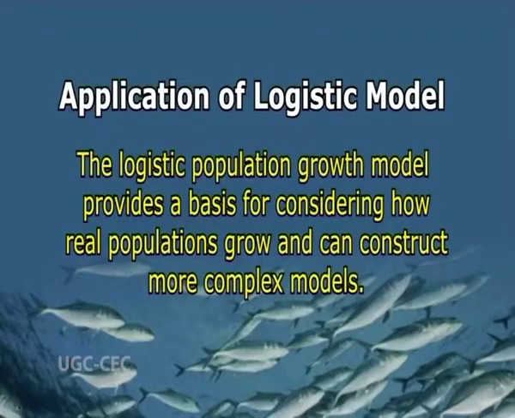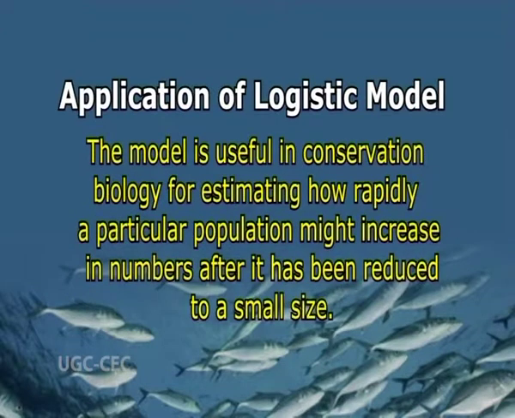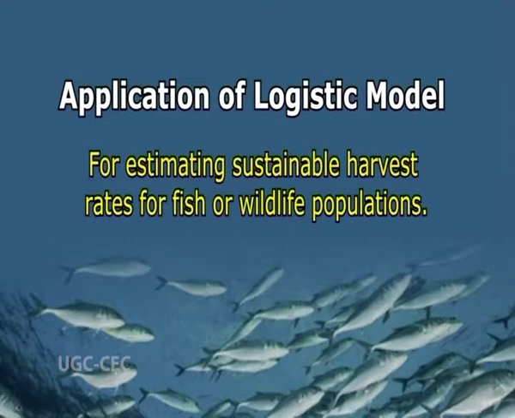The logistic population growth model provides a basis for considering how real populations grow and can construct more complex models. The model is useful in conservation biology for estimating how rapidly a particular population might increase in numbers after it has been reduced to a small size, or for estimating sustainable harvest rates for fish or wildlife populations.